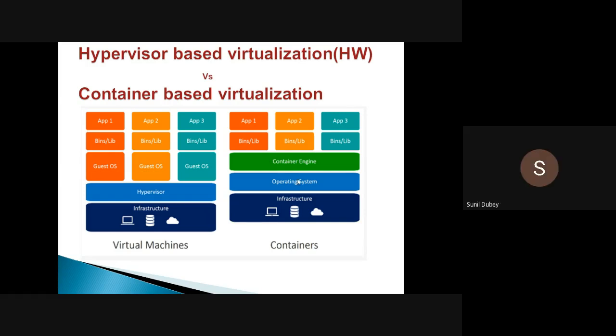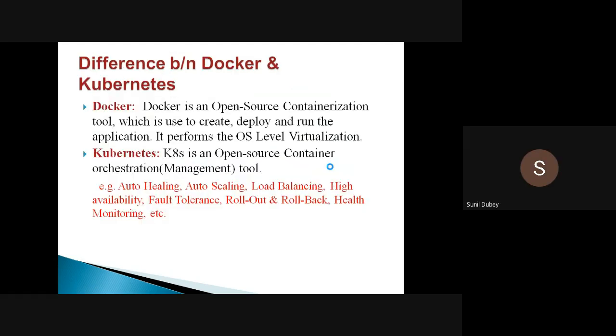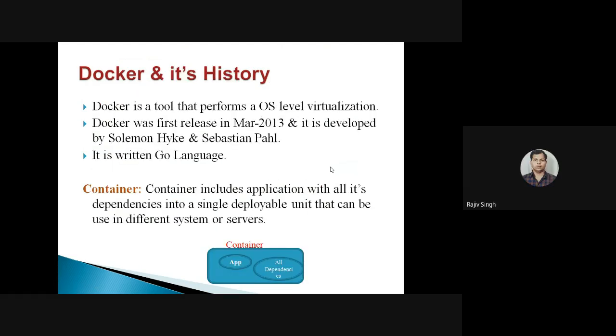But on this layer, you can understand here, on this layer, Docker and Kubernetes are working. So we will discuss more about Docker and its history. As we already know, Docker is open source. What is open source? Open source means you can get its source code from the internet and you can modify it as per your requirement.